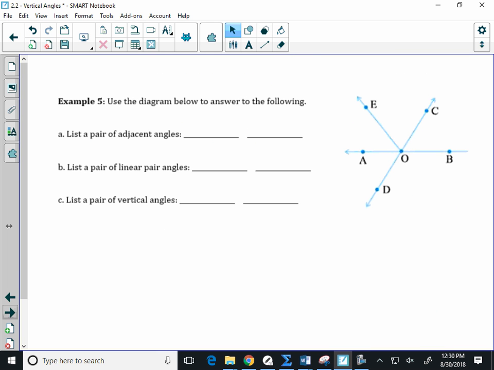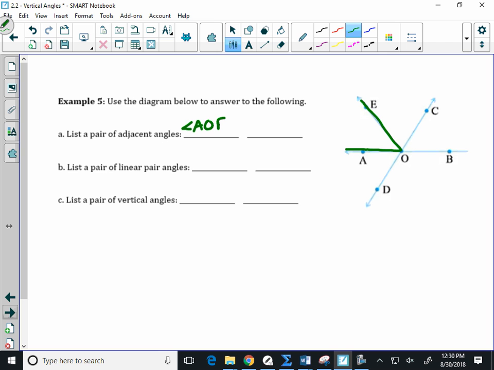One more. Use the diagram below to answer the following. List a pair of adjacent angles. What does adjacent mean again? We talked about it yesterday. Adjacent means to be right next to each other. So we have to say two angles that are right next to each other. I'll list the first one. I'm going to name this angle right here AOE. Can someone tell me what angle that's adjacent? AOD, very good.